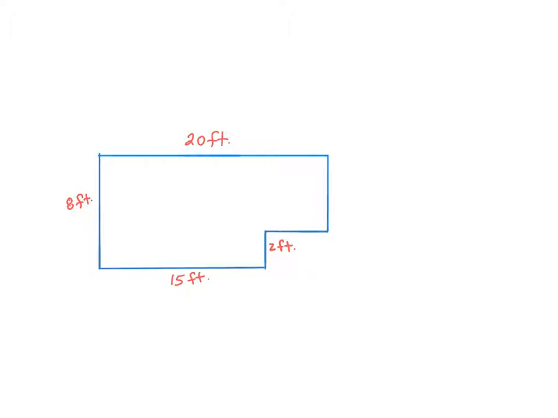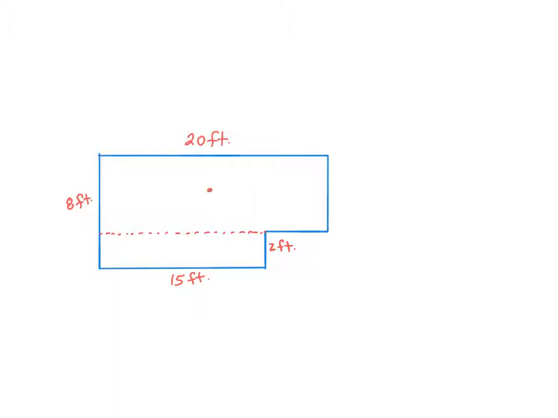Here's another composite figure. But this time, rather than finding the perimeter, we're going to work on finding the area. In order to find the area, I'm going to break this figure up into a couple of different figures that I'm more familiar with. So I'm going to draw a dashed line here. What I did is I divided that figure up into two different rectangles. And now I'm going to work on finding the area of each one of these rectangles.